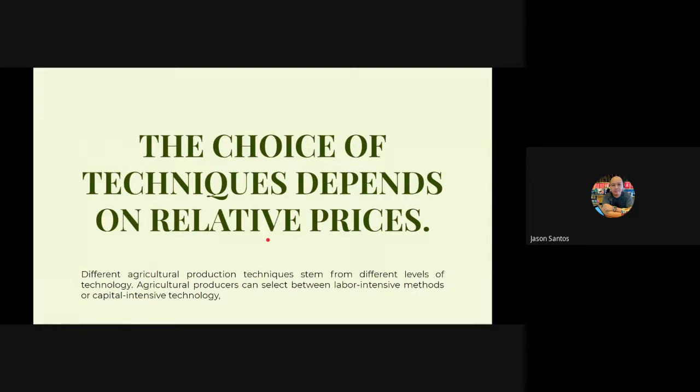Pag mas mahal ang presyo ng machines and capital to put it up, we will go to labor. Pagka mas mahal naman ang minimum wage and labor cost sa bansa, meaning sila ay nasa class A, no? Mas mataas ang kanilang class. Then we will go the other route, which is yung automation. Ano? So different agricultural production techniques stem from different levels of technology. And agricultural producers can select between labor-intensive methods or capital-intensive technology.